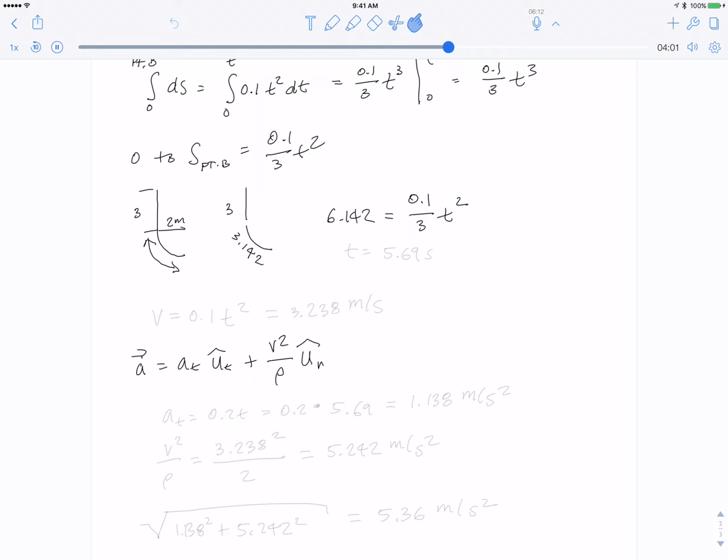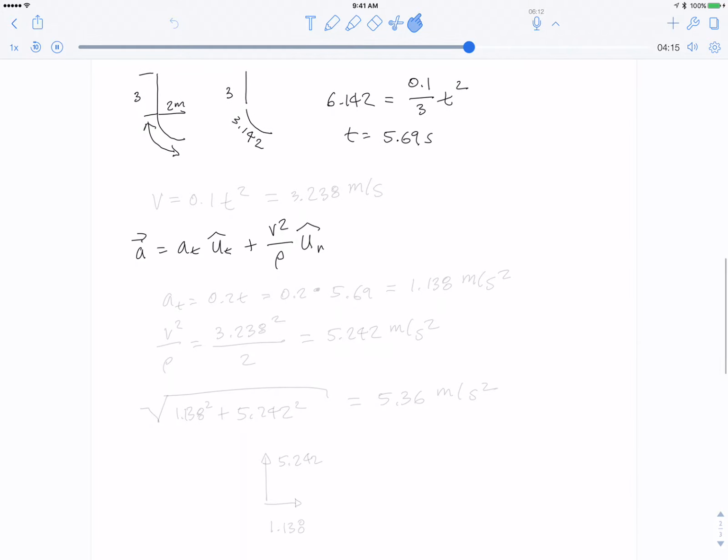So the time it takes to get to point B is 5.69 seconds. Now that we know that, we can get v, because we know that v is 0.1t squared. So if you plug in 5.69 into that, you get 3.238 meters per second. And now that we know v, we can get the final acceleration.